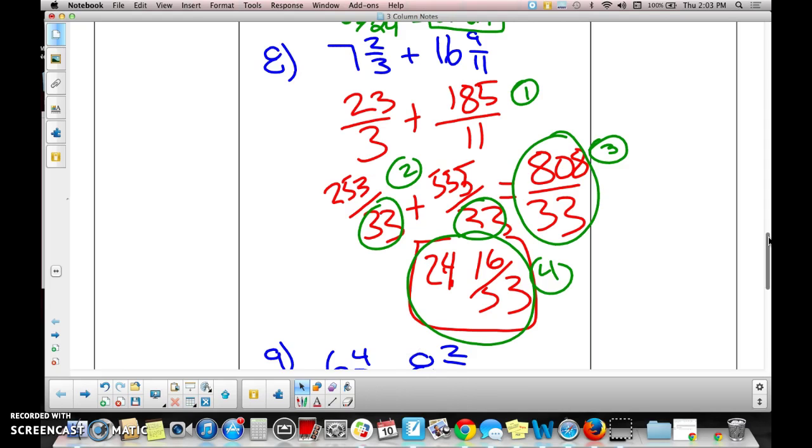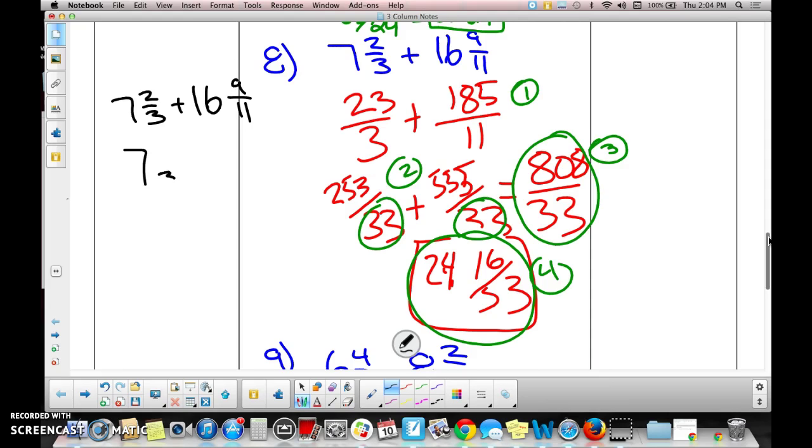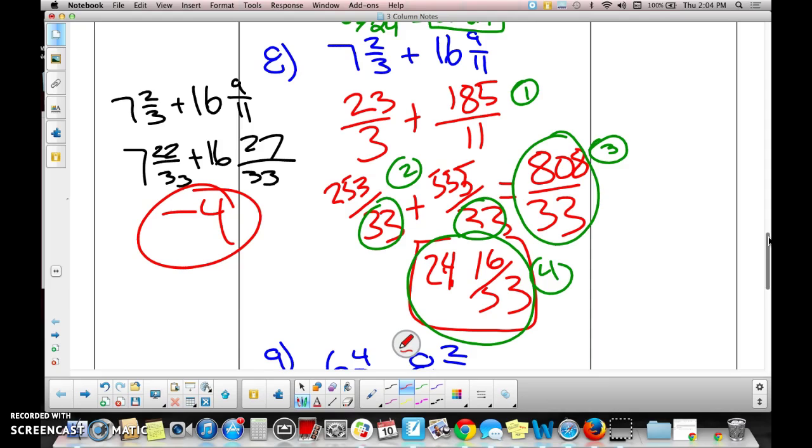I will show you, if you are going to take a problem like 7 2/3 plus 16 and 9/11, let me rewrite this here. You are going to leave the 7, and you are just going to convert these fractions with common denominators. So in other words, you're going to make this 22/33, and you're going to make this 27/33. I will stop grading it at that point because you have basically ignored everything we've learned. Yes or no? Okay, I will say minus 4, even if you have the right answer.